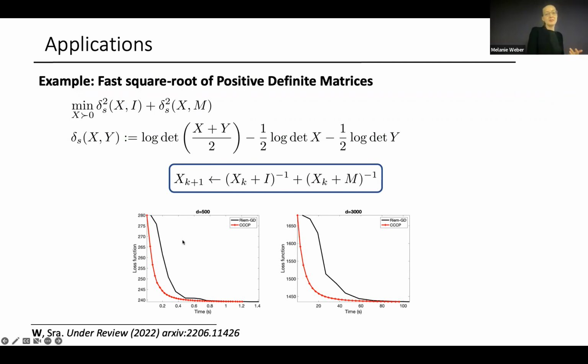The first one is an algorithm for computing square roots of positive definite matrices. Here, this subroutine that minimizes the upper bound can be implemented as a simple fixed point iteration, so a very simple algorithm. And you see here in the numerical examples, in red, the CCCP algorithm, and in black, the Riemannian gradient descent. Riemannian gradient descent is a first order method. And you see here that it outperforms Riemannian gradient descent, but from the way the convergence curves look, we would expect a sublinear iteration complexity, which with Euclidean methods you're not able to show, but due to this Riemannian lens, we are able to certify that we would indeed expect a sublinear iteration complexity.